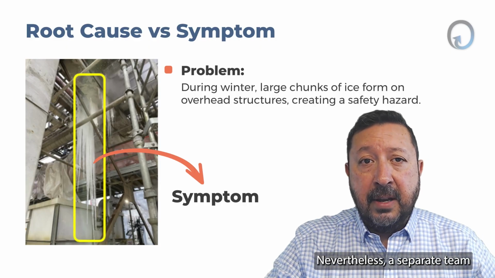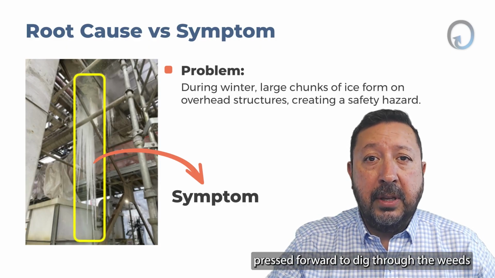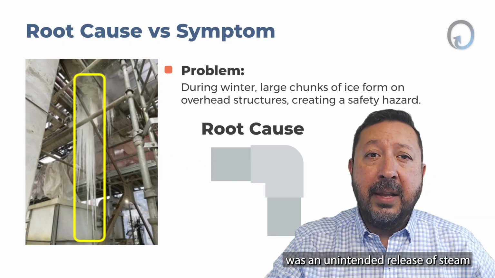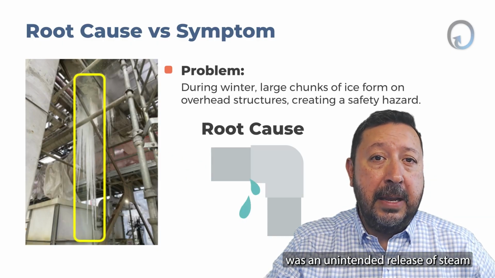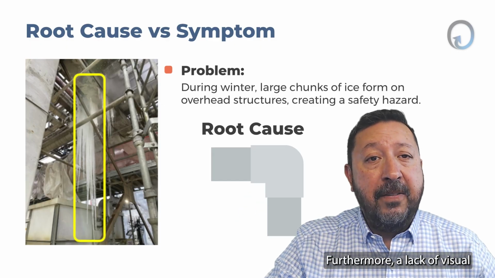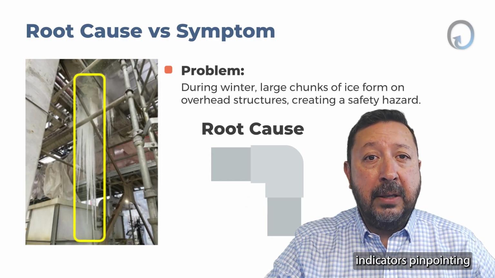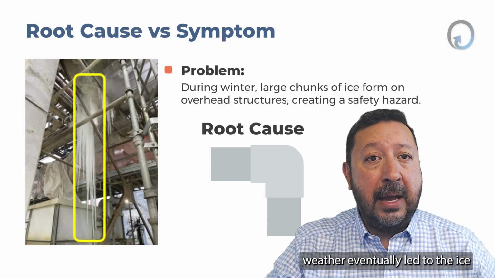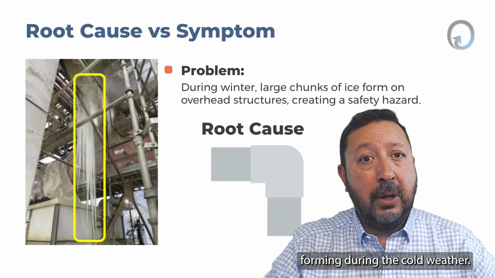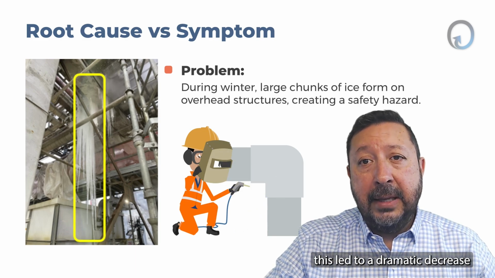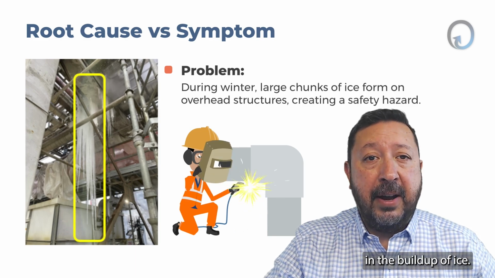In this case, workers observed that cold weather fluctuations resulted in heavy ice formations high above on the platforms. Nevertheless, a separate team pressed forward to dig through the weeds and found that the true root cause was an unintended release of steam from piping and broken valves. Furthermore, a lack of visual indicators pinpointing where the leaks were occurring during the warmer weather eventually led to the ice forming during the cold weather. By fixing the leaks before winter, this led to a dramatic decrease in the buildup of ice.